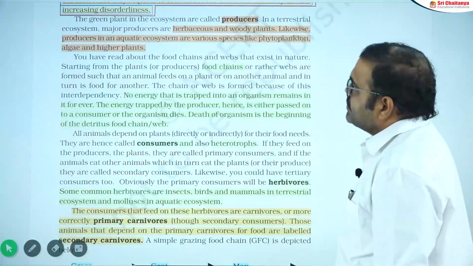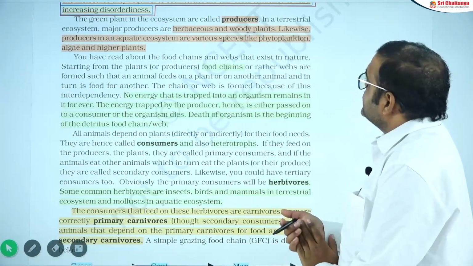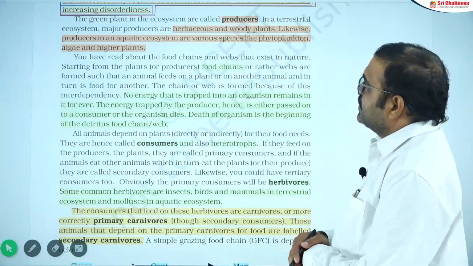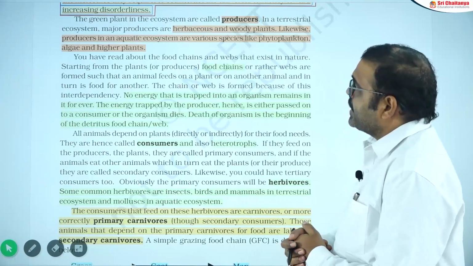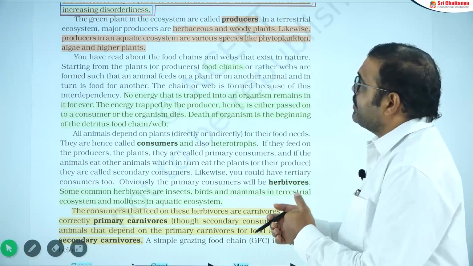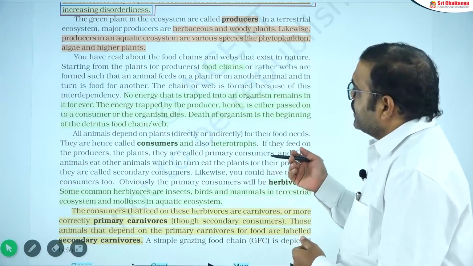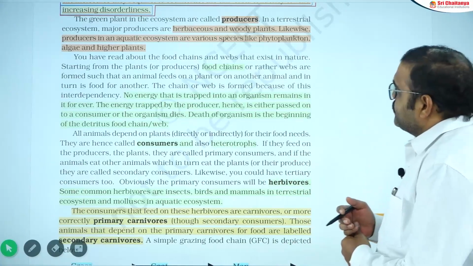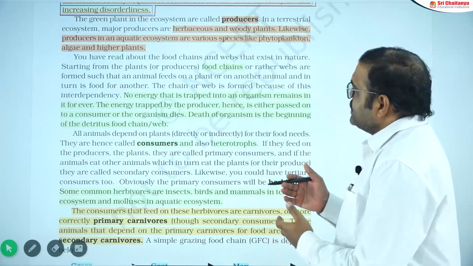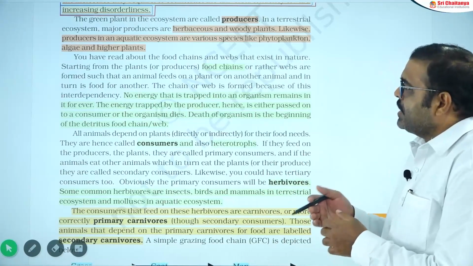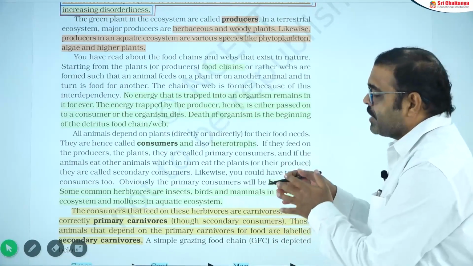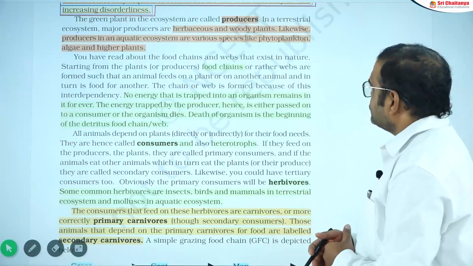In the terrestrial ecosystem, the major producers are herbaceous and woody plants. In the aquatic ecosystem, phytoplankton, higher plants and green algae act as producers. The producers are plants, and they are involved in the initiation of any food chain except the detritus food chain.